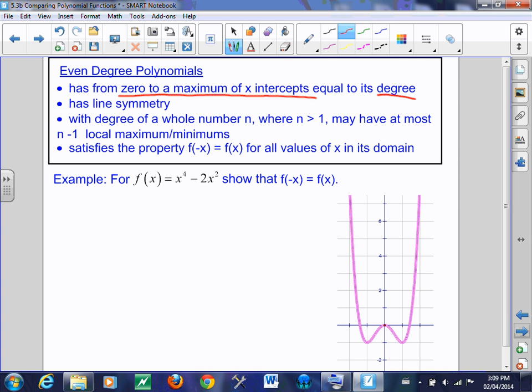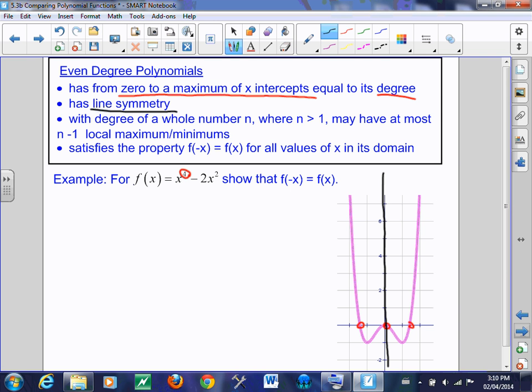So if I take a look at this question, I've got x to the 4th. How many intercepts do I have? I have 1, 2, 3 x-intercepts, but I could have 4. It just depends on the equation. Okay. Notice that for even degrees, we have line symmetry, and line symmetry in this case is going right here, down here.